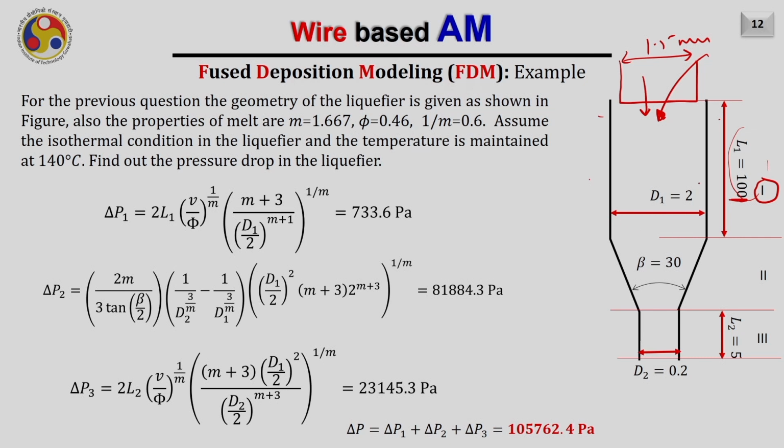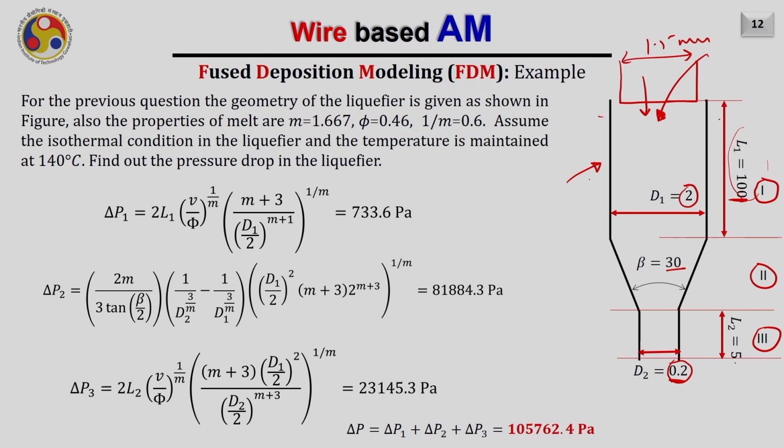Then after that, the melt is passing through a conical region number 2, and the value of this cone angle is beta equals 30 degrees. Then the melt is going into region 3, where the length of the zone is 5 mm and the nozzle opening is only 0.2 mm. Hence, this liquefier is basically extruding the wire, converting its diameter from 2 mm to 0.2 mm.